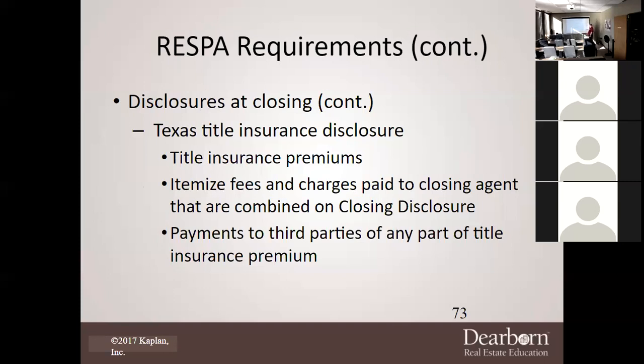Okay. Again, they're also going to itemize fees and charges paid to the closing agent that are combined on the closing disclosure. Payments to third parties of any part of the title insurance premiums are also going to be made. Sometimes, thankfully, I have good rapport with my people. I can have an inspection done, and my people don't pay anything at inspection. So Mr. Eugene, Miss Linda, if y'all want to go out and buy a house, we can do inspections, but you don't have to pay my guy at all. He just bills you to closing. But some inspectors want payment up front the day they give service.